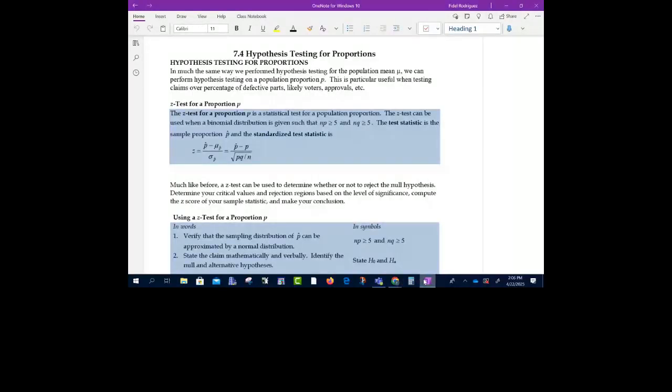Okay, so guys, 7.4, hypothesis testing for proportions. So the same way we did hypothesis testing for population means, we can do hypothesis testing on proportions. And it says this is particularly useful when testing claims over a percentage of defective parts or likely voters or approvals and stuff like that.